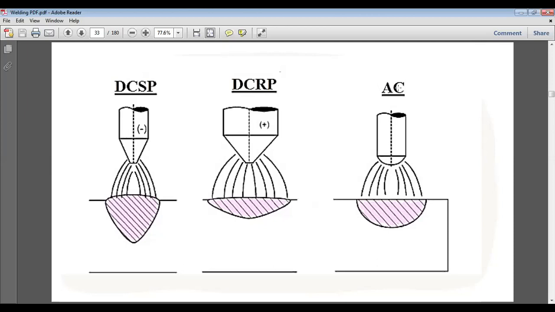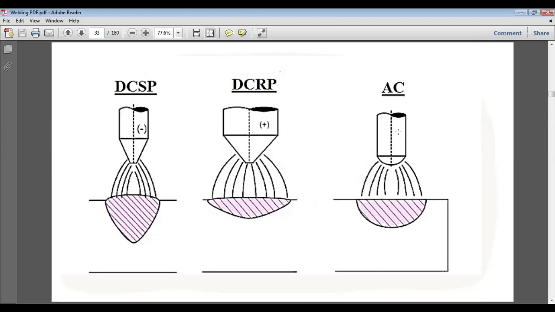Another is alternating current. As we know, in alternating currents, every moment the polarity is changing. Initially it is negative, then positive, then negative, positive, negative, positive. This is called alternating current. Every moment we are changing because of the alternating cycle, sinusoidal currents. So this has a medium thickness between DCSP and DCRP, that is, between direct polarity and reverse polarity.